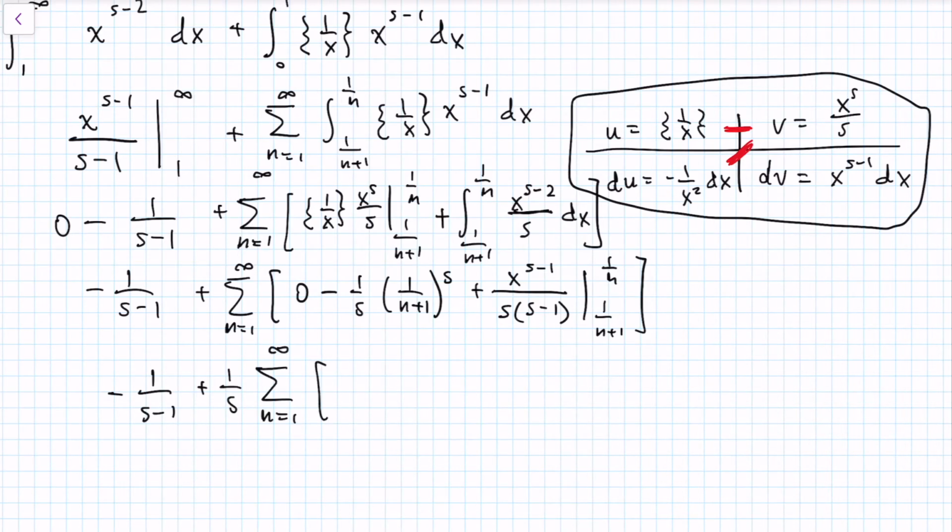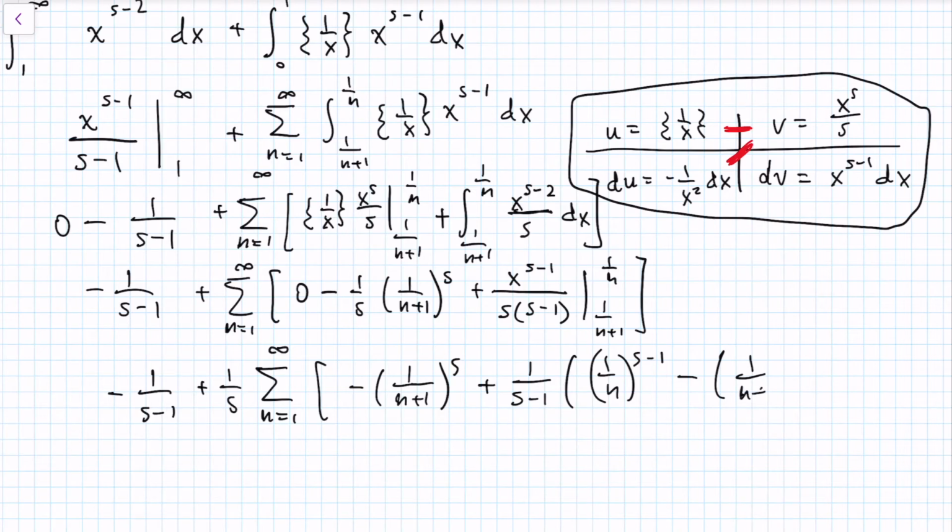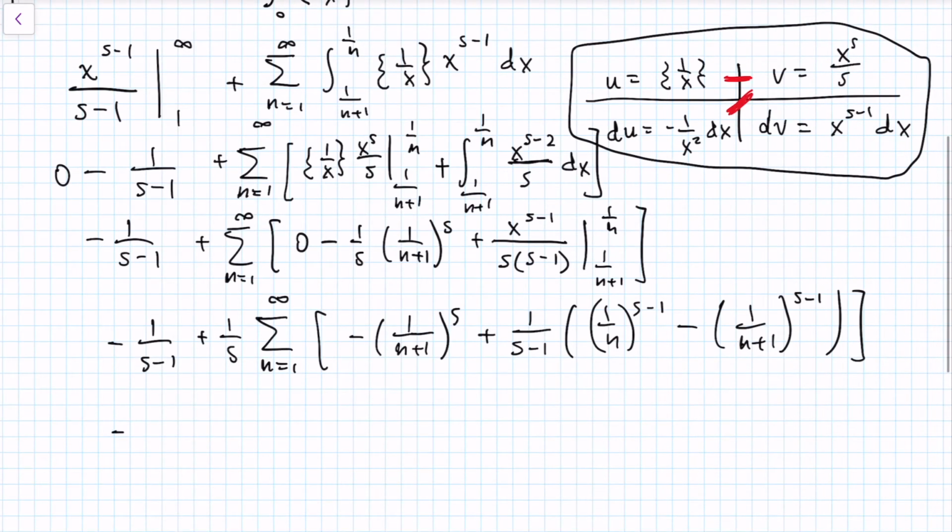So we get -1 times 1 over n plus 1 to the s, and then this evaluation becomes, that's all over s minus 1, so I'll write that first. And then we have 1 over n to the s minus 1 minus 1 over n plus 1 to the s minus 1, like that. Okay, so now what? Well, now I'm going to split this sum up. We're almost at the point where I like to be, but let's see.